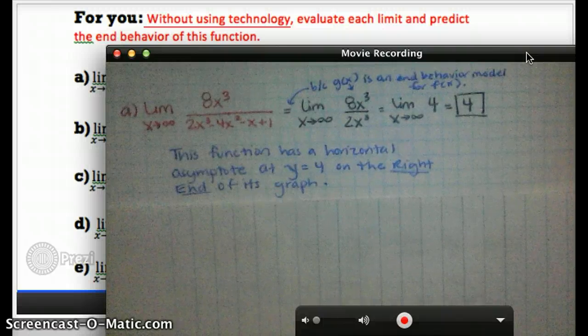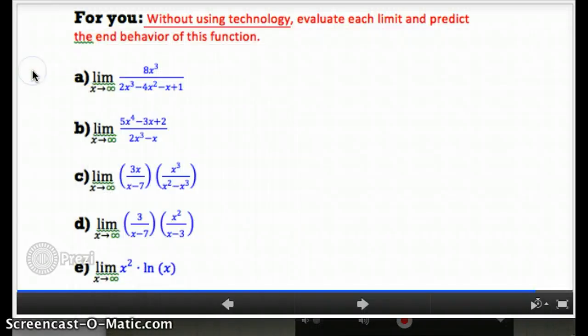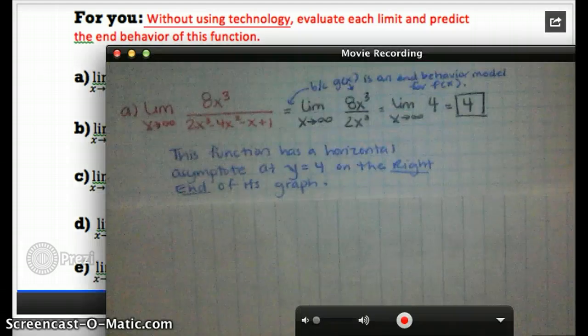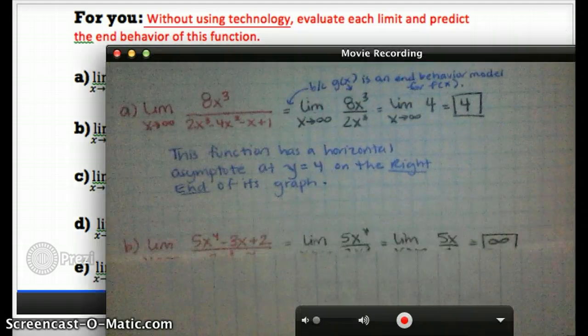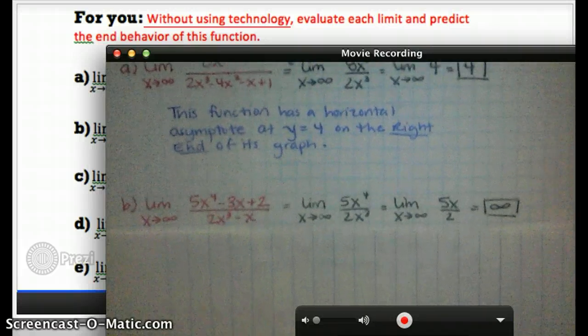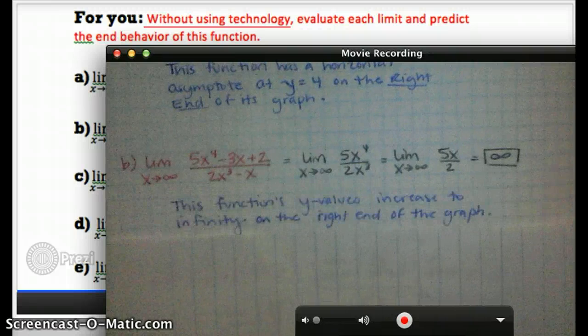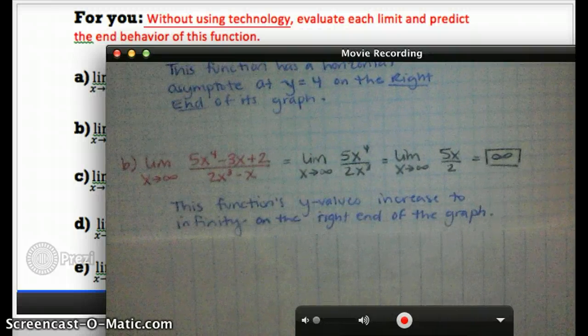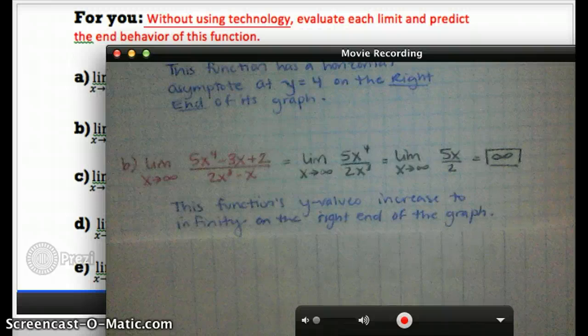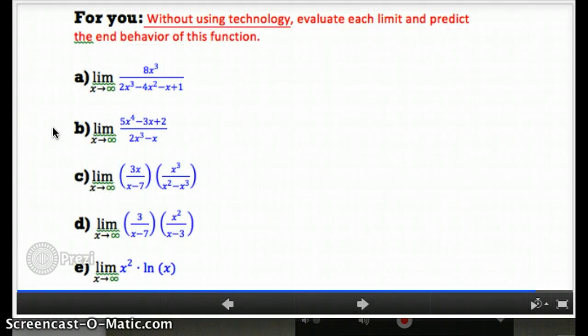Pause and do B. The answer to B is that it actually goes to infinity. And here's what the work would have looked like, similar steps. To summarize, we would say this function's y values increase to infinity on the right end of the graph. Try C.